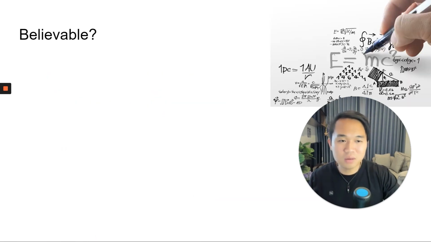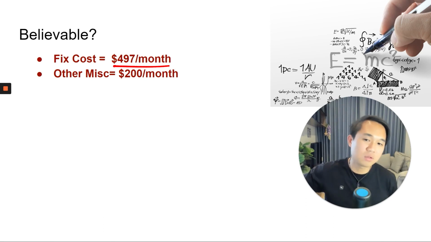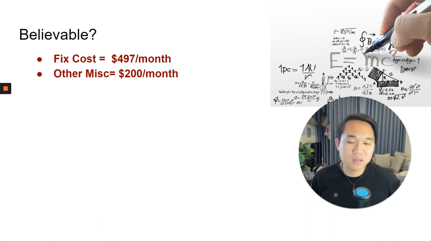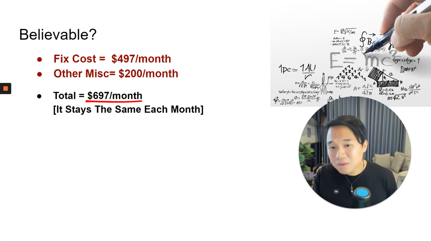And if you don't believe me, let's break down some math numbers here. The fixed cost is $497, with other software such as Mailgun for sending email and Twilio for sending SMS, and maybe you outsource some support or some coding and all that stuff, we'll allow $200 a month for it. So your total fixed cost estimate in the beginning is $697, which is around $700. Remember, it stays the same each month. That's why it's called fixed cost.